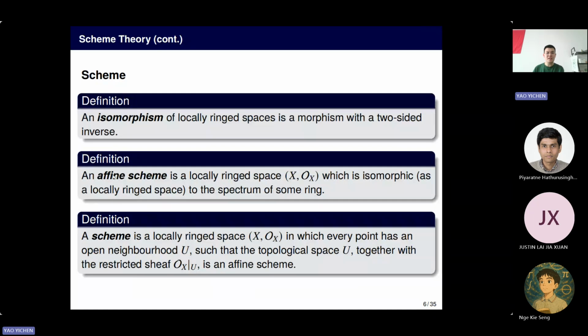Actually, first we need to define an affine scheme. It is a locally ringed space which is isomorphic to the spectrum of some ring. It means that given a ring A, its spectrum Spec A contains all of its prime ideals. And we define a scheme as a locally ringed space such that every point has an open neighborhood U such that the topological space U together with the restricted sheaf, which is just the sheaf O_X restricted to this open set, is an affine scheme.